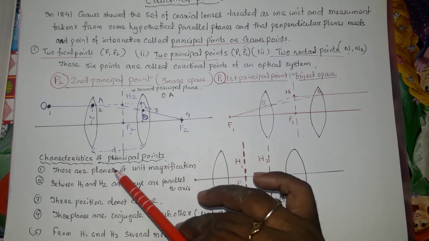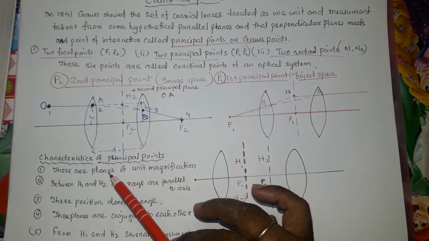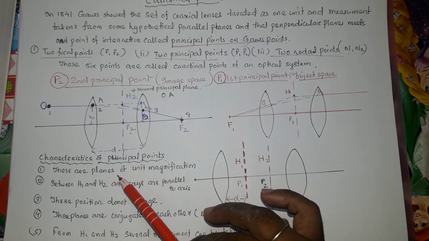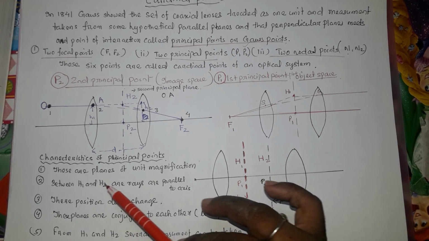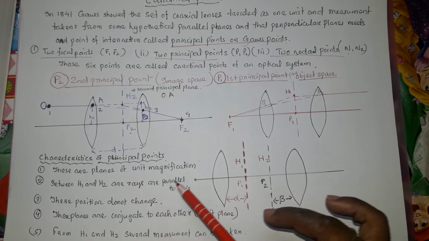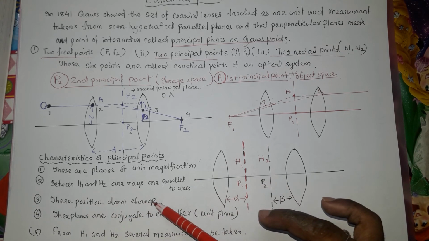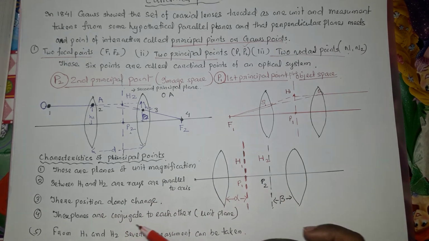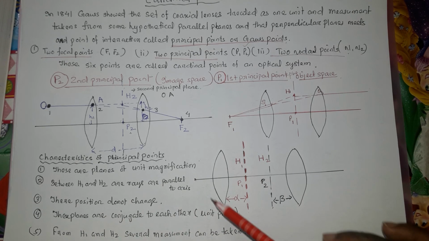Let's discuss the characteristics of principal points. These two planes, the first principal plane and the second principal plane, are of unit magnification. Between H1 and H2, all the rays are parallel to the axis and their position does not change. These planes are conjugate to each other, and they are called unit planes because they have unit magnification. And from H1 and H2, several measurements can be taken.